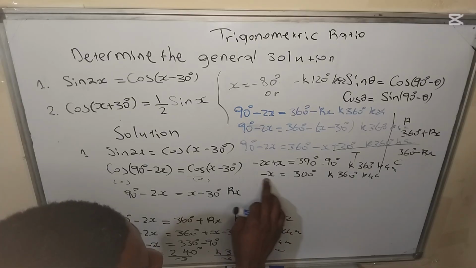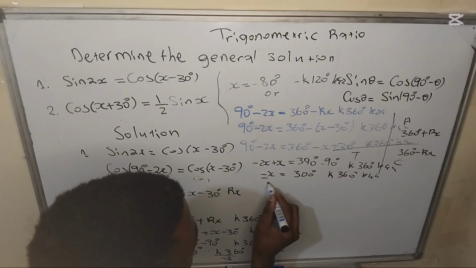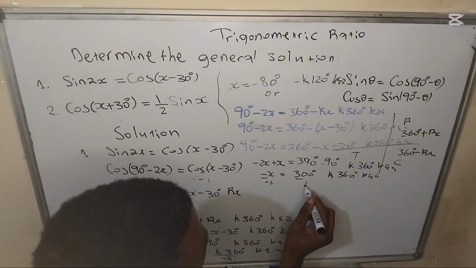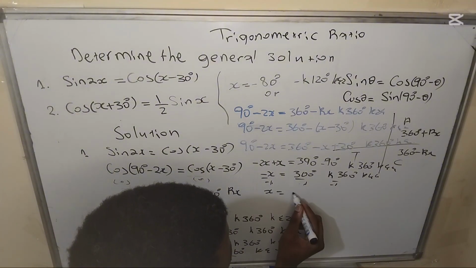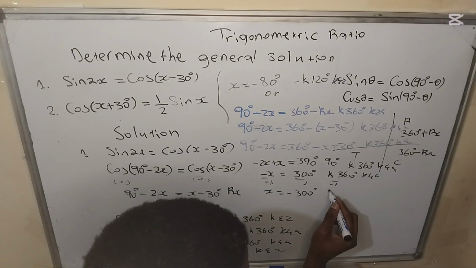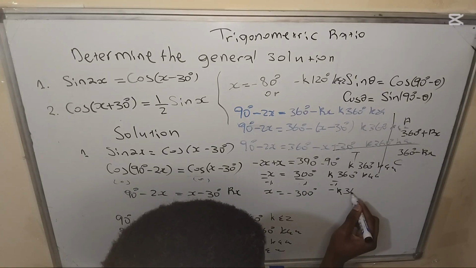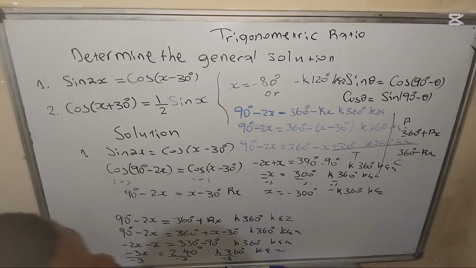Then let's divide our whole equation by negative 1. Then our x is equal to minus 300 degrees minus K, 360 degrees. K is an element of Z. Then this is our second equation.